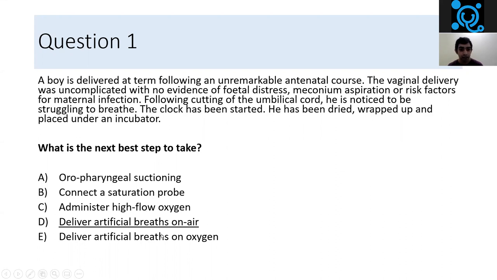When it comes to delivering high flow oxygen, we tend to be cautious with babies, especially neonates and premature babies. The reason we initially do not use oxygen is the risk of retinopathy of prematurity, because of free radical oxygen damage. There are also physiological changes between being in utero and when you come out. Your lungs are filled with amniotic fluid and they're not as compliant, so you just need to get some air in to push out the amniotic fluid. So we need to give breaths on air. I'll go over the algorithm and more theory in the next few slides, but bear that in mind for now. The correct answer is D, deliver artificial breaths on air, as per the Resus Council UK's newborn life support guideline.